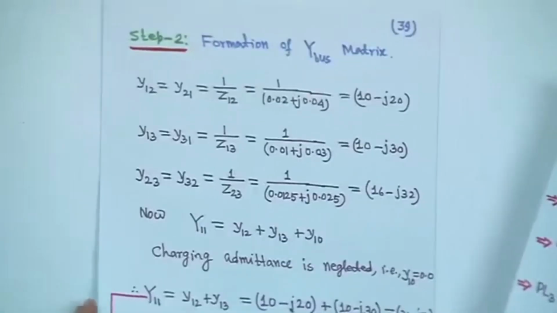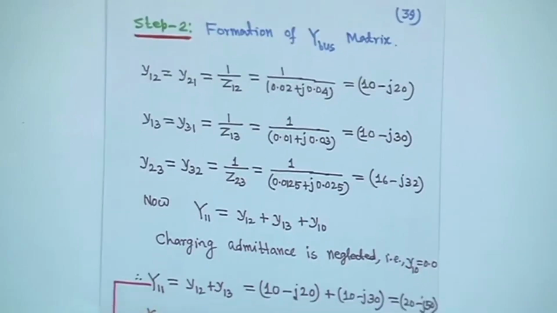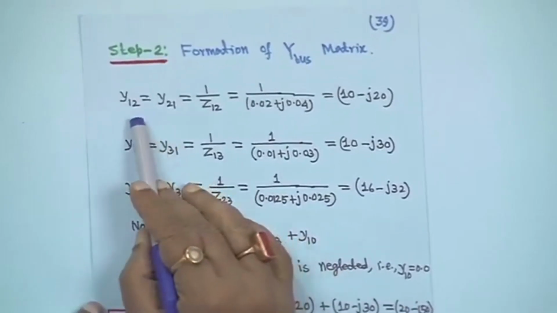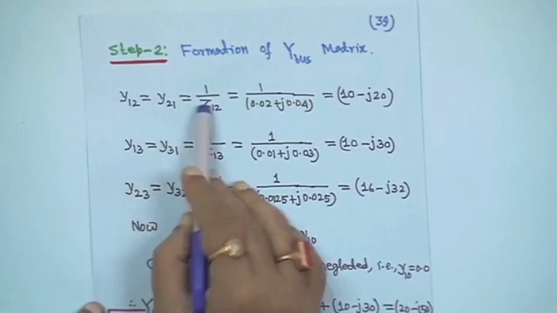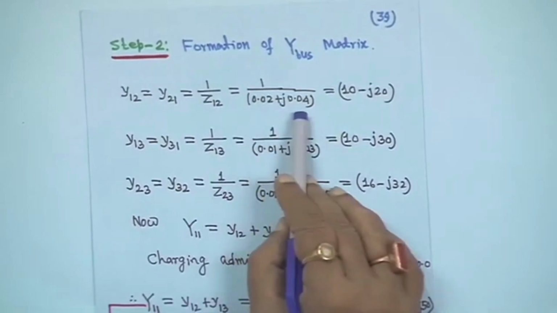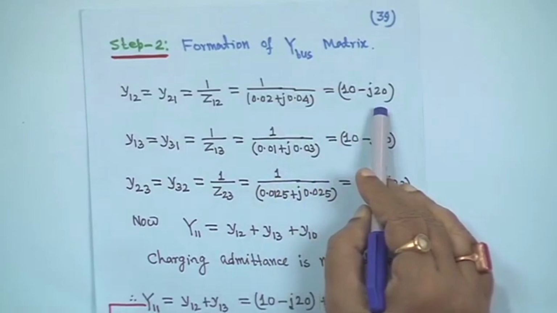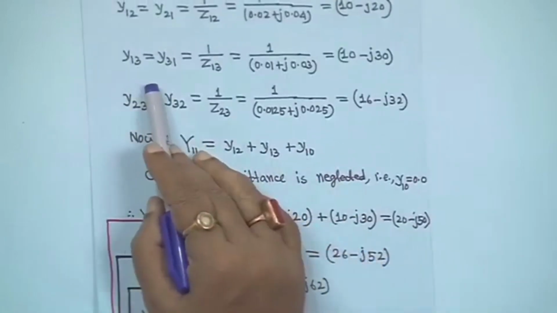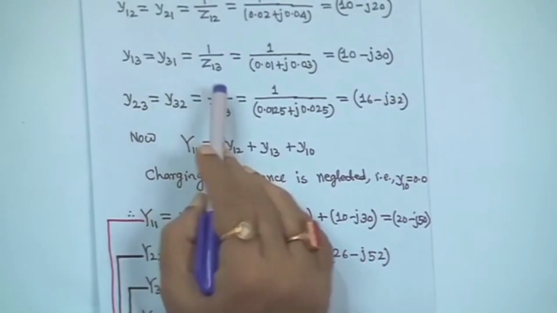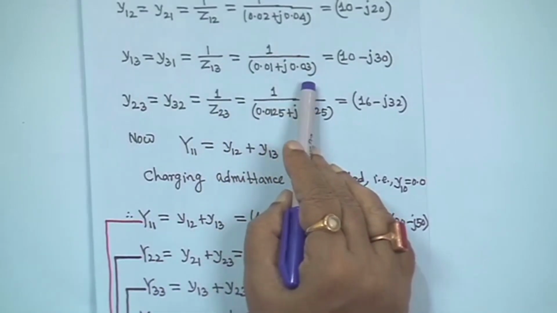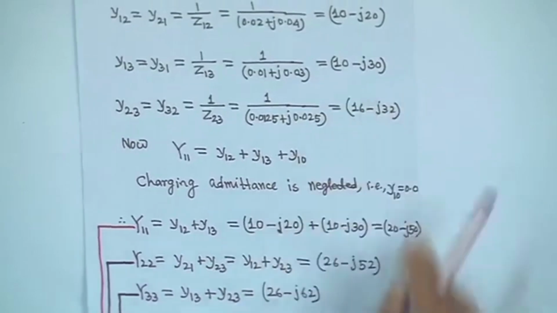Now, the second step is the formation of your Y bus matrix. All Zik values are given. So, first you find small y12 equal to small y21, which is 1 upon z12. This value is given as 0.02 plus j0.04, so that is 10 minus j20. Similarly, y13 equal to y31 is equal to 1 upon z13, which is 1 upon 0.01 plus j0.03, that is 10 minus j30.